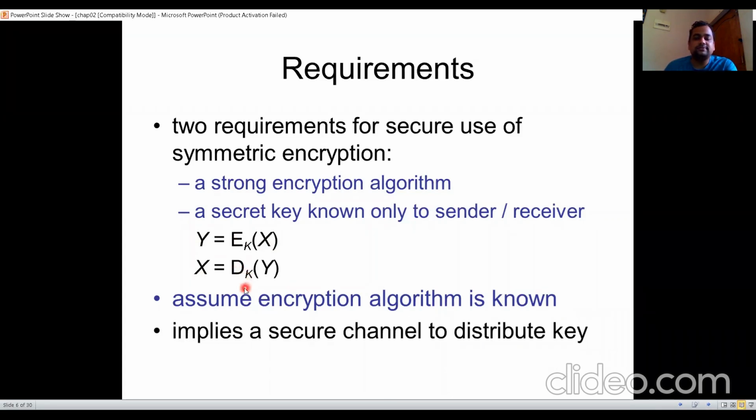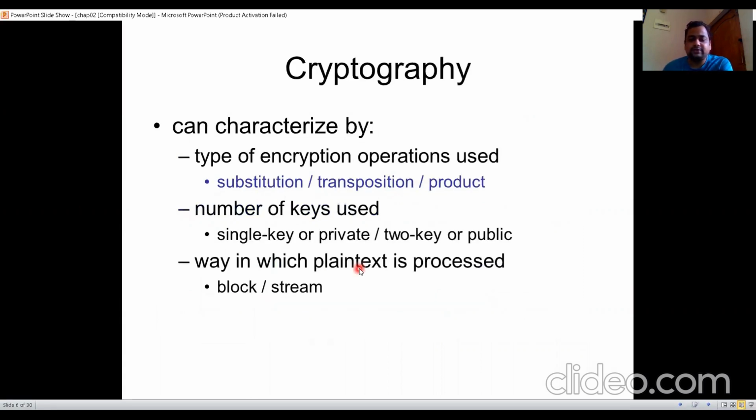Why do I use the same key k? Since a single key can be used for both encryption and decryption, because it is a symmetric cryptosystem. Now to get the original plain text x from the ciphertext y, I have to use the key k. So this is the basic requirement of encryption.